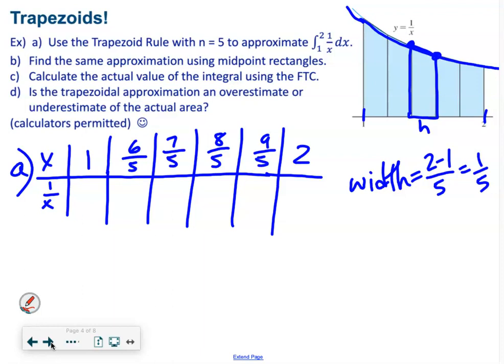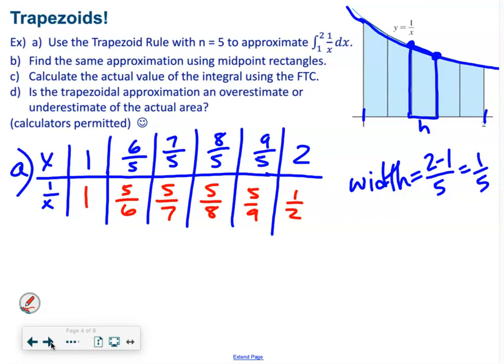Okay. We are plugging these into our function. Our function is 1 over x. That's like the flip it function. So what does it mean? You just flip everything over. So flip 1, you get 1, 5/6, 5/7, 5/8, 5/9, and 1/2. All right, we've made our table. We're ready to find our trapezoidal approximation.